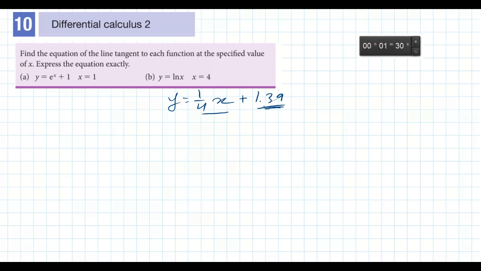Here, first of all, you need to differentiate the equation. It becomes y dash equals 1 over x. Then substituting 4 instead of x, it becomes 1 over 4. This is the gradient, completely right.